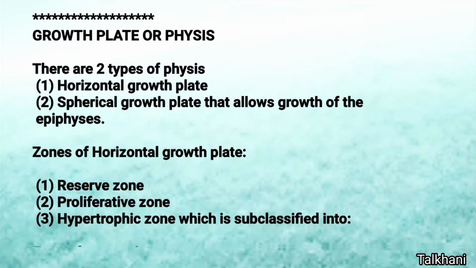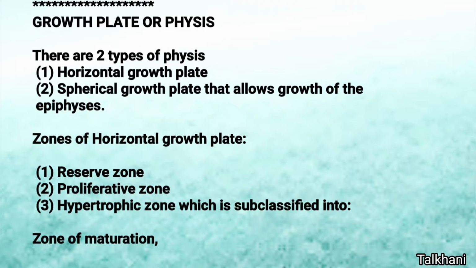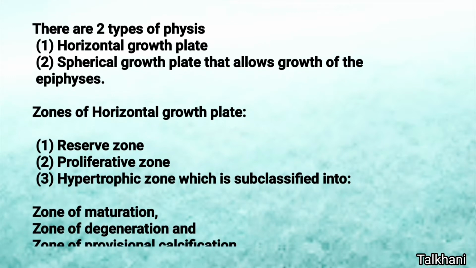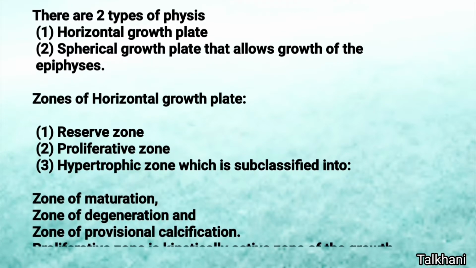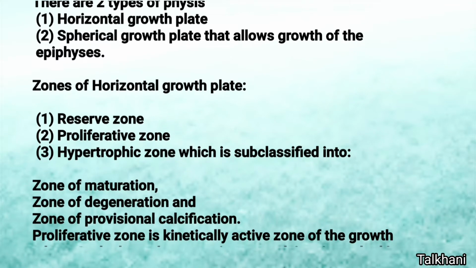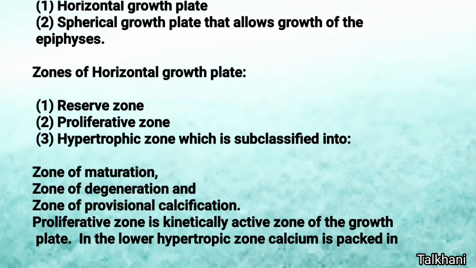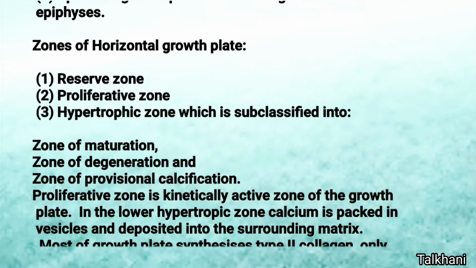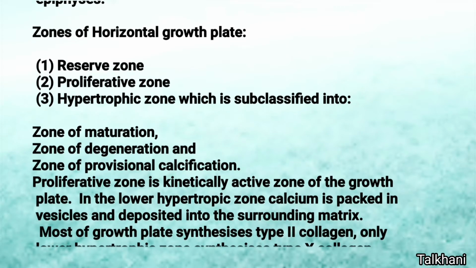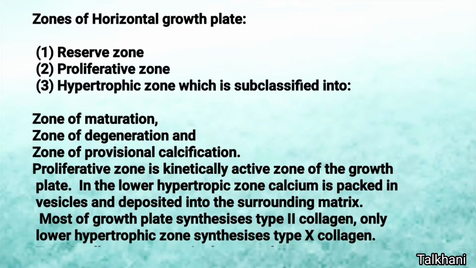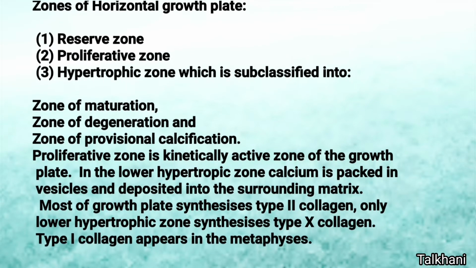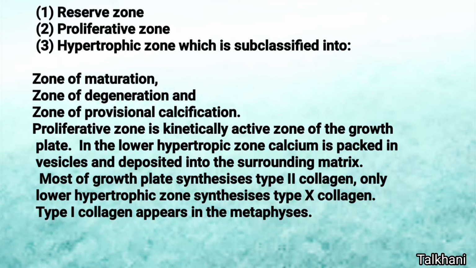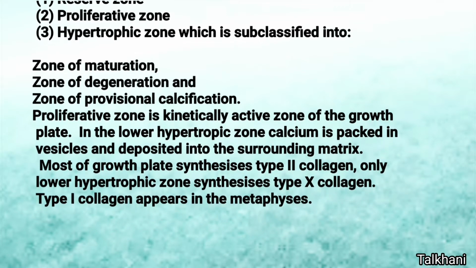In the lower hypertrophic zone, otherwise called provisional calcification zone, calcium is packed in vesicles and deposited into the surrounding matrix. Entire growth plate synthesizes type 2 collagen. Only lower hypertrophic zone synthesizes type 10 collagen. Type 1 collagen appears in the metaphysis. Hueter-Volkmann law of growth plate states that increased pressure causes decreased growth and decreased pressure causes increased growth. This is evident in pathologic states like Blount's disease.